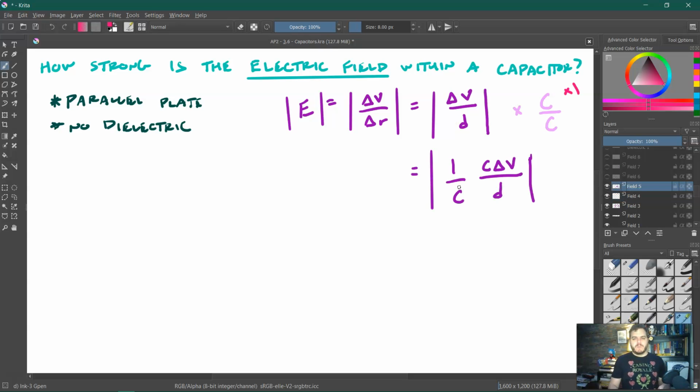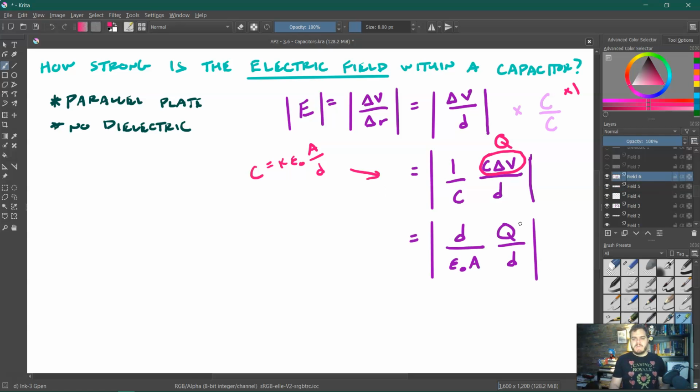Specifically, I'm going to rearrange it a little bit, so I have C delta V on the top, and I'm going to put 1 over C over here, and then D over here. The reason I've done this is, first off, C delta V, we've already learned, is Q. And additionally, we just learned an equation for C, which is kappa epsilon naught A over D. So I'm literally just going to inverse that.